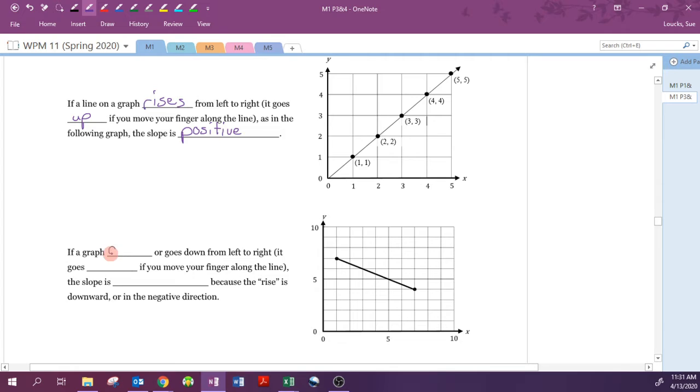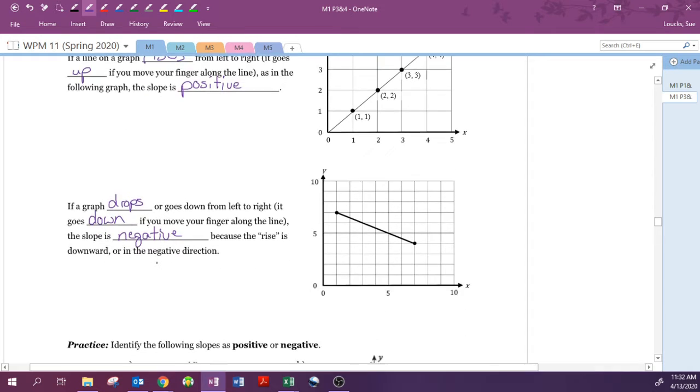If a graph drops or goes down from left to right, it goes down if you move your finger along the line, like here. This is going down as we go left to right. The slope is negative, because the rise is negative. So we talk about the slope as rise over run, and the rise in that case is negative. Do the practice, come on back.